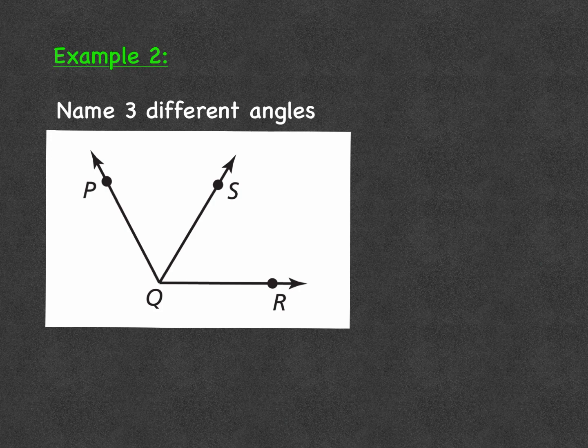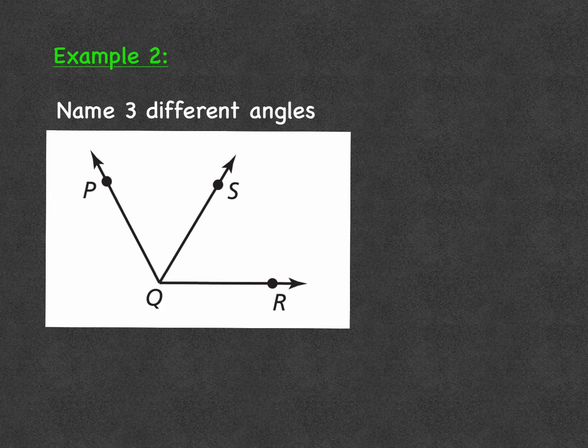Does anybody know why you can't name it? Why can't I call that angle Q? You're on the right track. They're all intersections and they all have the same vertex. There's multiple angles here, right? If I call it angle Q, which one am I talking about? We wouldn't know, because you can only name one angle at a time.